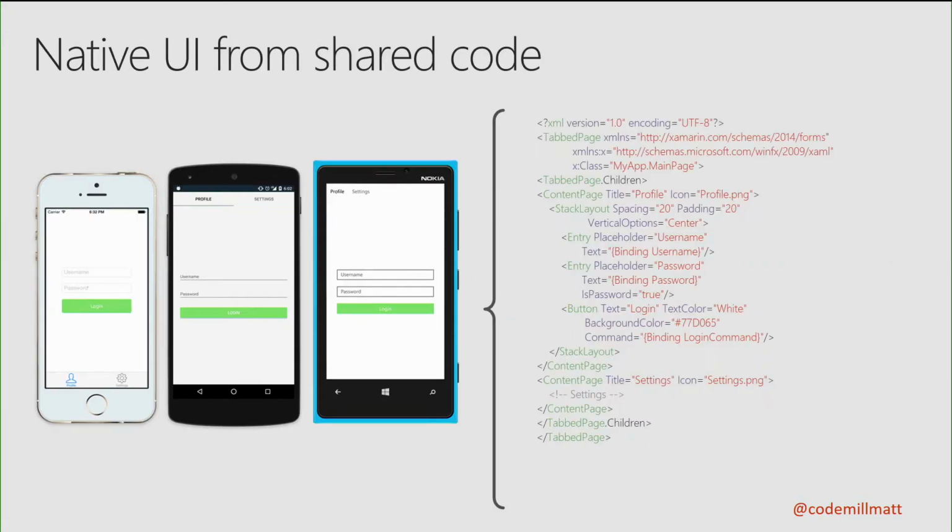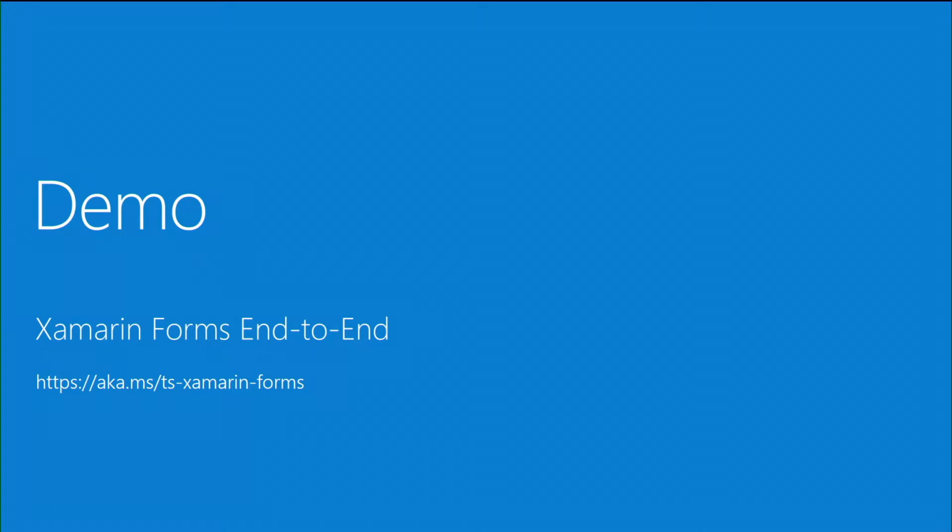So here's a quick example of building a login page from shared code. We have tabs. We have entry boxes. We have a button. One, it looks completely different on each platform. It looks native. But the code that we're building it from looks all the same. So let's take a look at a demo.